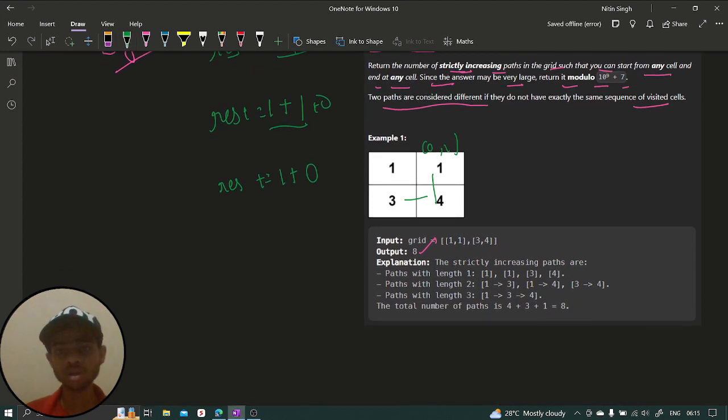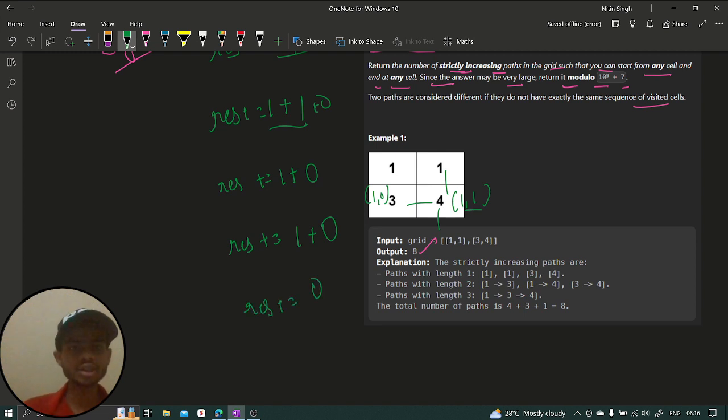Now let's move to the 1 comma 0. From 1 comma 0 we can move to the right side only. So if we go to right side, we are going to add 1 plus, we can't move to top or anywhere else, so we are going to return nothing but 0. So result plus equal to this for the 1 comma 0 cell, right? Now we are going to come to 1 comma 1. Here you can see we can't move in any direction, right? So we are going to return nothing but 0.